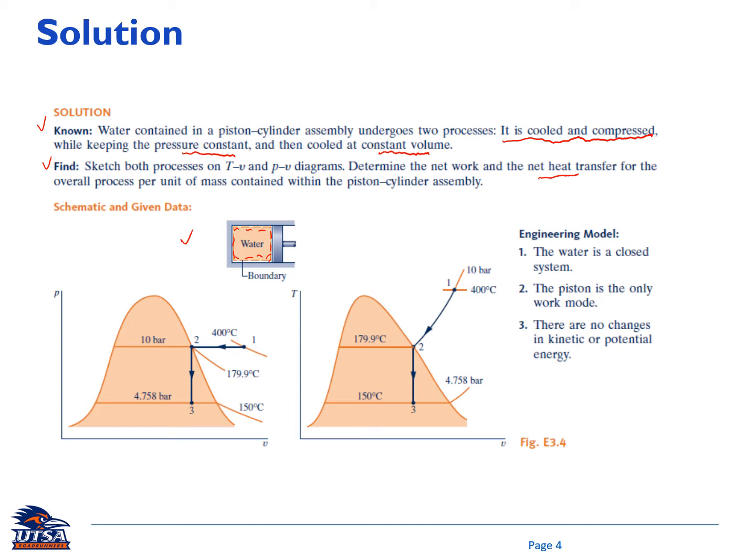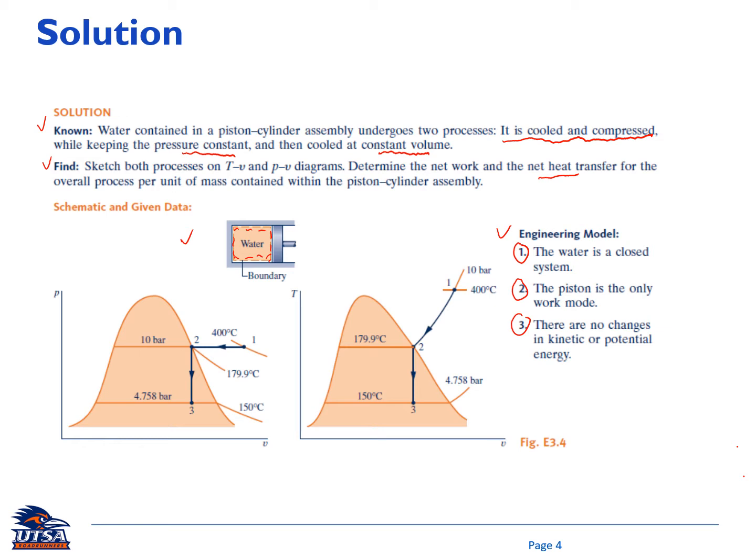And then the next step is you need to write down the engineering model or the assumptions. So the first assumption here is that the water is a closed system, so there is no leakage, so the mass is constant. And assumption number 2 is that the piston is the only work mode. In real applications there might be other work modes ongoing. And number 3, delta KE and delta PE equal 0.